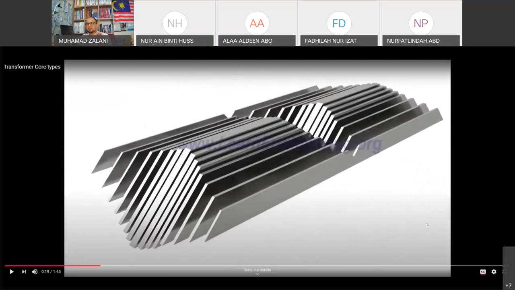So this is basically the video that shows the difference between the core type and also the shell type transformer. Right? So we have two types to be discussed. We are discussing in this topic, which is core type and shell type. So this is the explanation video about it.